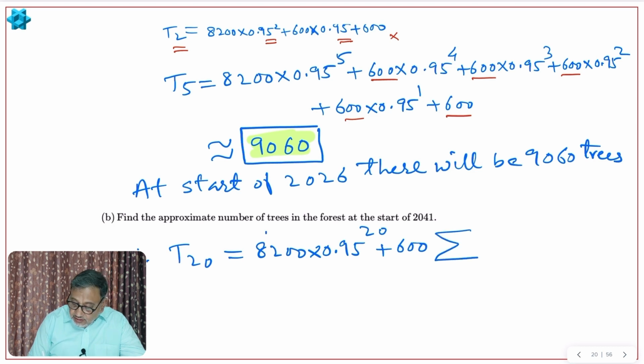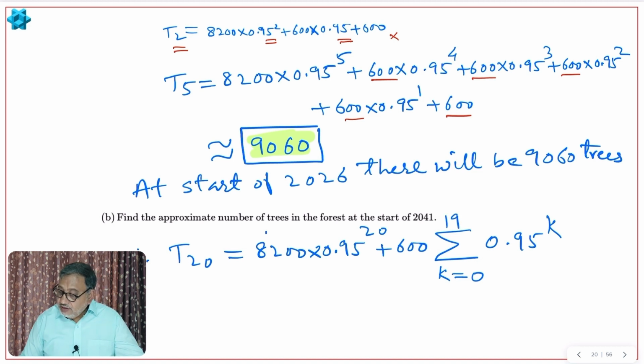Sigma k from, we will write that later on, 0.95 to the power k. Now look here, first term will not have any power of 0.95, so 0, and last term will have what power? 19, isn't it? So up to 19. Okay, we can find this from the calculator, right? Because again you cannot find this directly.